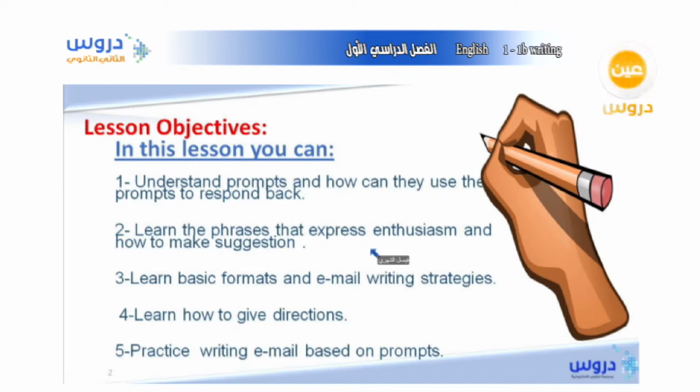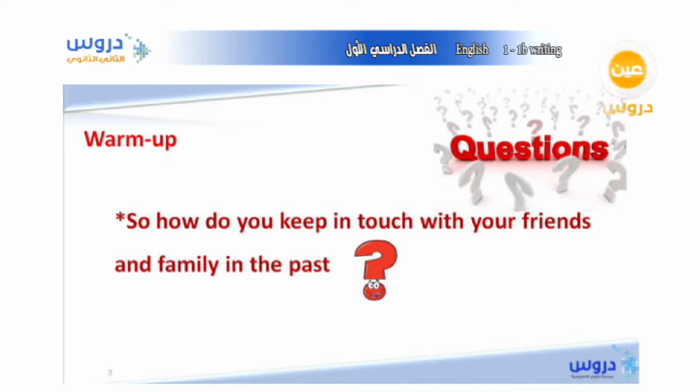Okay, so we will go over the objectives to make sure that you understand what we are going to take. We have 5 objectives: understand prompts and how they can use the prompts to respond back. Number 2, learn the phrases that express enthusiasm and how to make suggestions. 3, learn basic formats and email writing strategy. Number 4, learn how to give directions. And 5, practice writing email based on prompts. Okay, those things we are going to take today, just to make sure you are in line with us, and that's why I read the objectives for you.